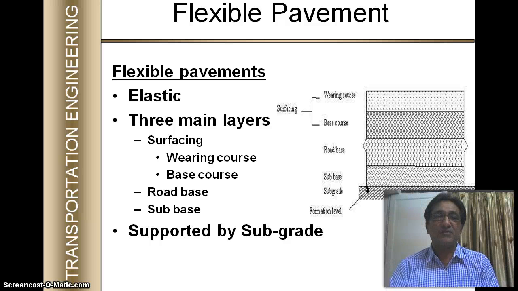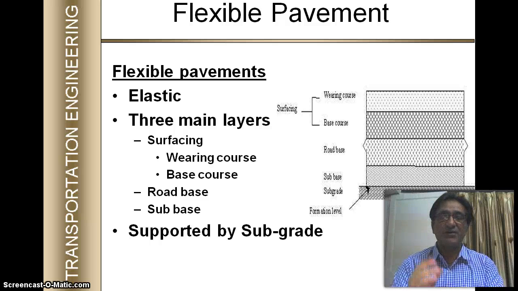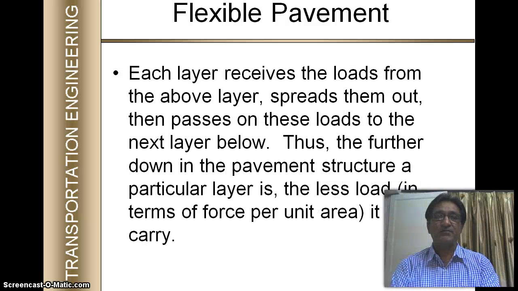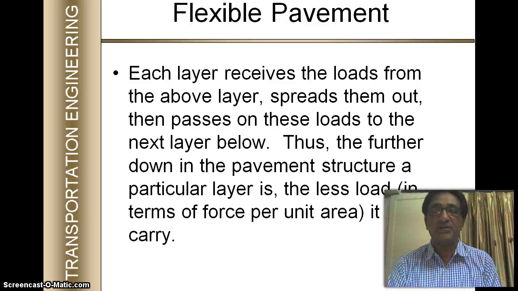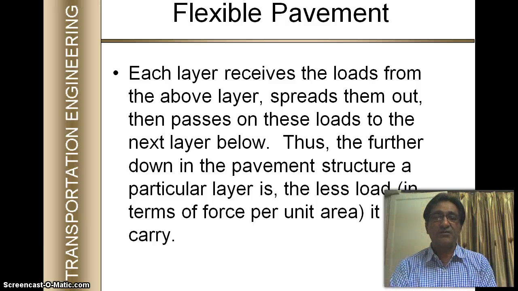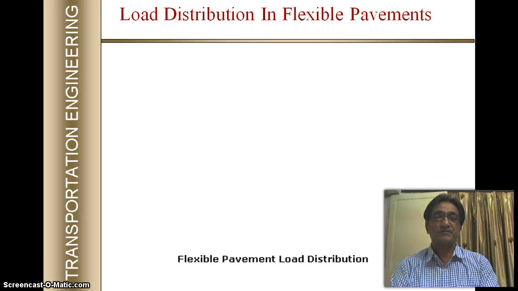Various layers of the flexible pavement. Flexible pavement is elastic in nature and there are three main layers, that is surface course, road base and subbase, and surfacing course includes wearing course and base course, and all these three layers are supported by a subgrade, that is a natural soil. In flexible pavement, each layer receives the load from the above layer, spreads it out, then passes these loads on to the next layer below. Thus, the further down in the pavement structure a particular layer is, the less load it must carry.